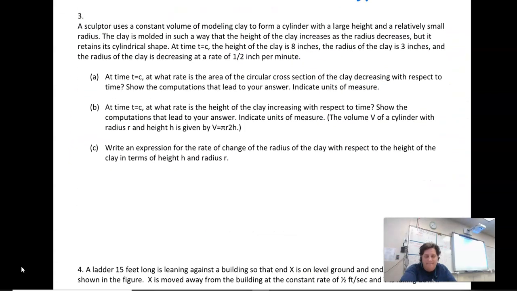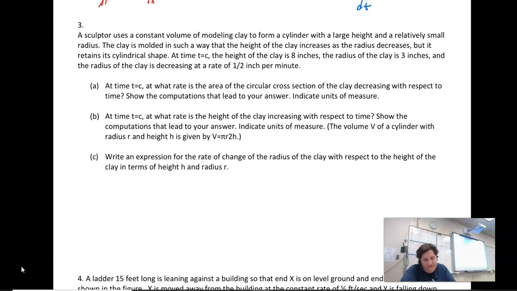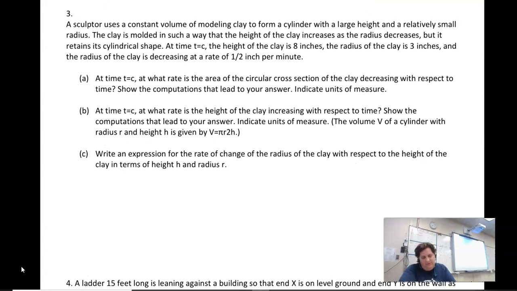All right, let's move along here. Let's do number 3. Okay, a sculptor uses a constant volume of modeling clay to form a cylinder with a large height and a small radius. I'd say that's a pretty large height and a pretty small radius. The clay is molded in such a way that the height increases as the radius decreases. Okay, so dH dt is positive, dr dt is negative, but it still retains its cylindrical shape.